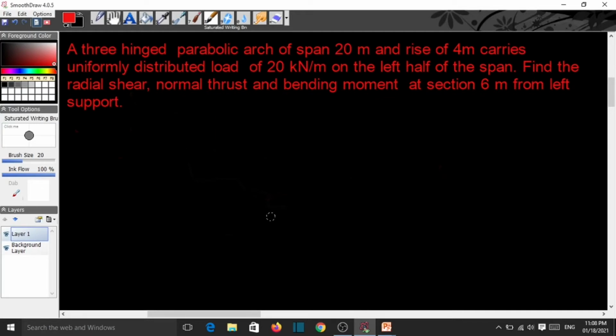Now, this is a numerical. A three-hinged parabolic arch of span 20 meter and rise of 4 meter carries a uniformly distributed load of 20 kN per meter on the left half of the span. Find the radial shear, normal thrust and bending moment at a section 6 meter from the left support. Now first we draw the loading diagram.